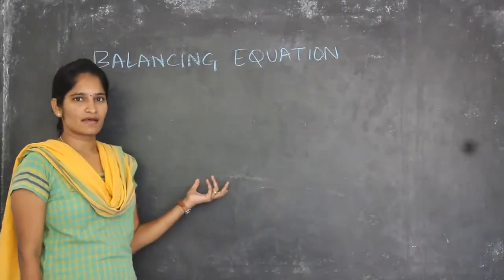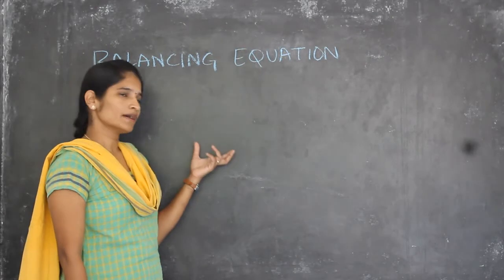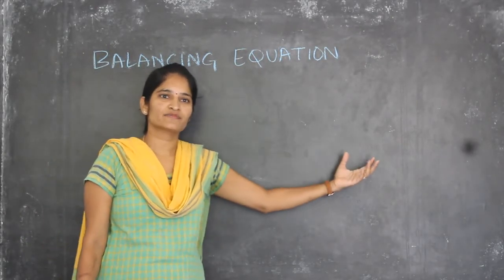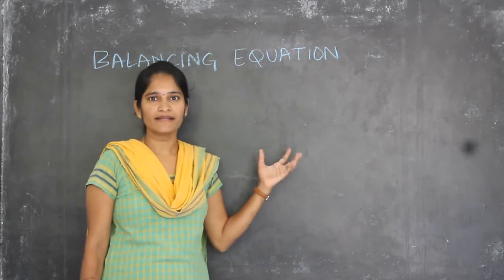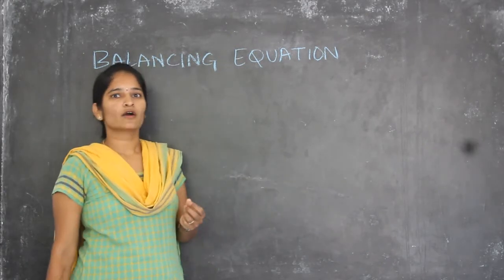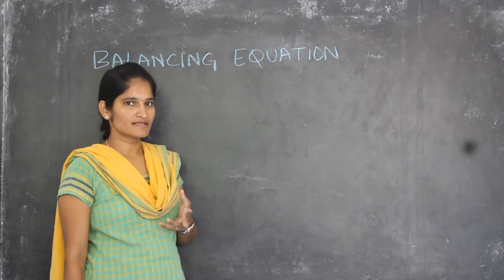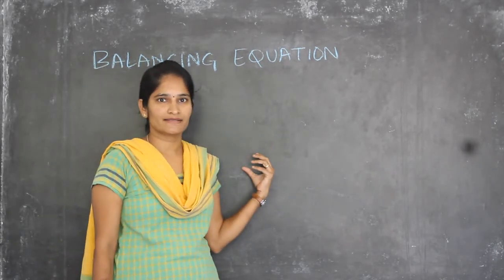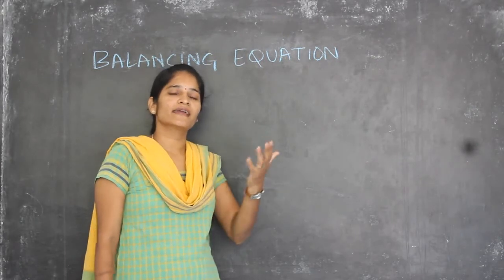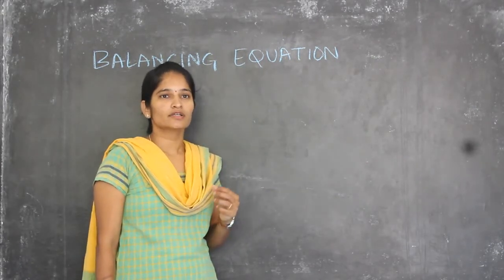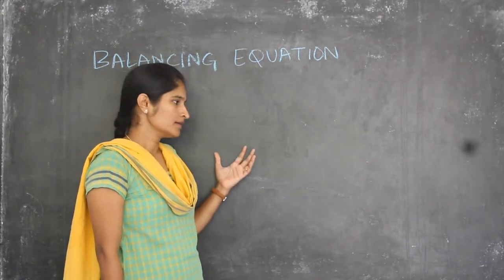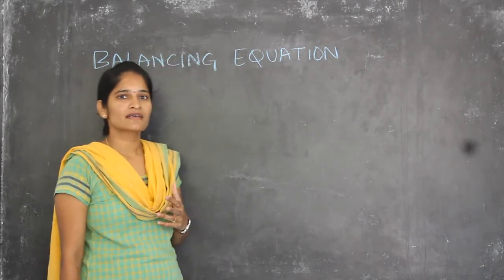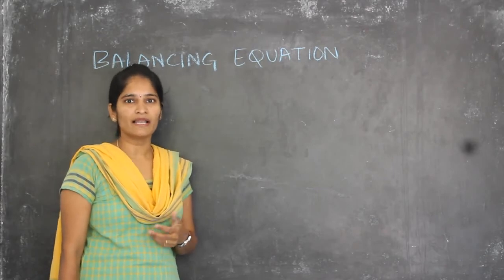In the last examples we have seen that the number of atoms on the product side and the number of atoms on the reactant side are different. And also according to the law of conservation of mass, we have seen that atoms are neither created nor destroyed. So the total number of atoms on the reactant side and product side should be the same. So for this we need to balance a chemical equation.